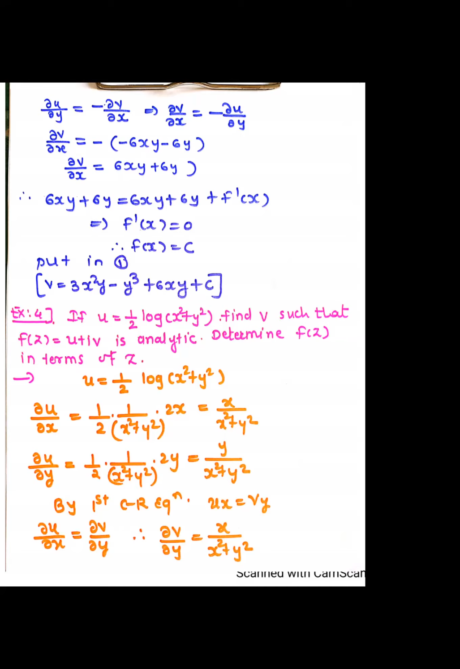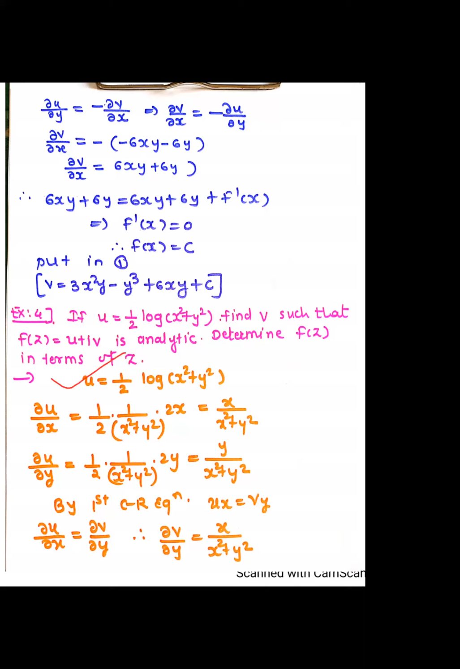Now see the next example, again of a similar type. Here they have given the value of u equals 1 upon 2 log of x square plus y square, and we have to find v such that f of z equal to u plus iv is analytic, and determine f of z in terms of z also. Means first of all we'll find v and then we'll find the function f of z, right?